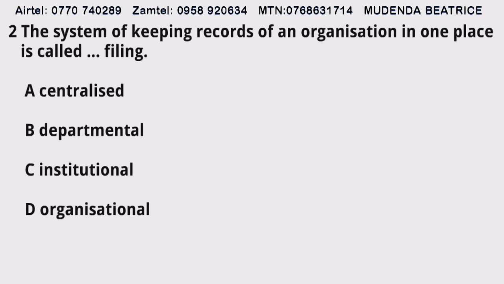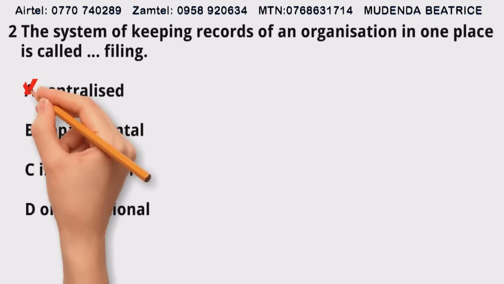Question 2. The system of keeping records of an organization in one place is called dash filing. A. Centralized filing. B. Departmental filing. C. Institutional filing. D. Organizational filing. So the correct answer is A.